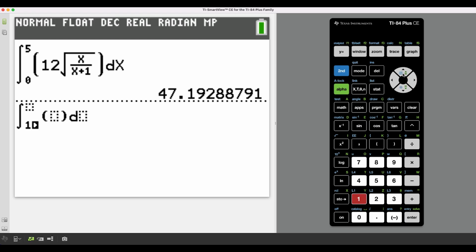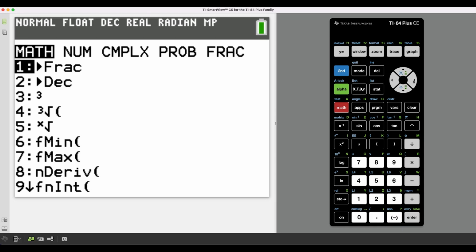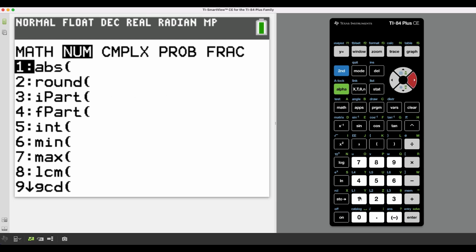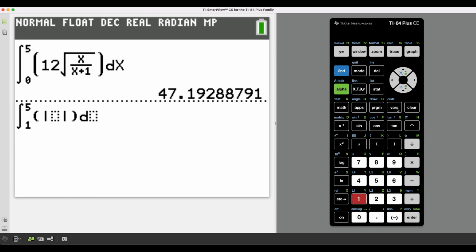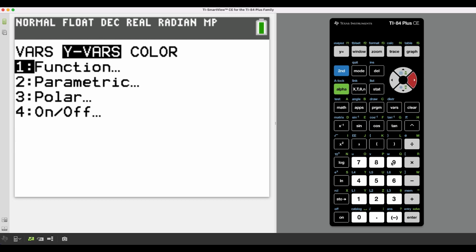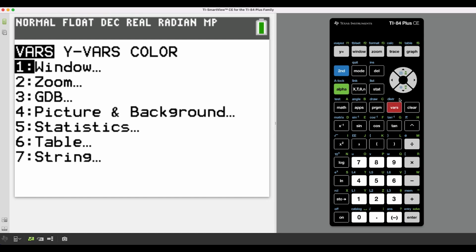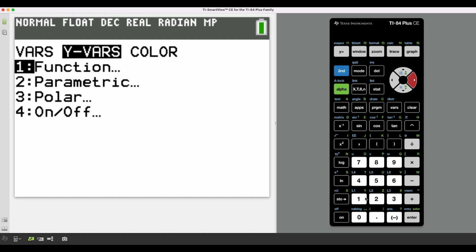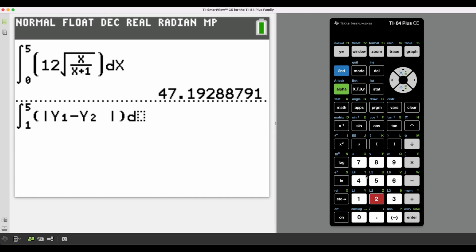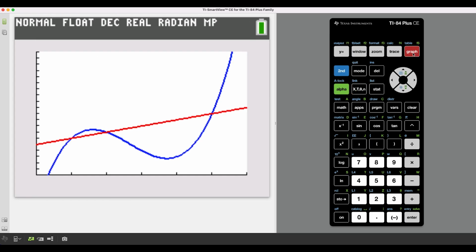So we could just do the integral from 1 to 5 all in one shot, but then we have to remember to do math, absolute value, and I'm going to do y1 minus y2. It doesn't matter if I do y1 minus y2 or y2 minus y1, because the absolute value is going to fix the order in the event that the top function and bottom function change. So once again, the beauty of it is that if the order gets mixed up, the absolute value is going to correct it.